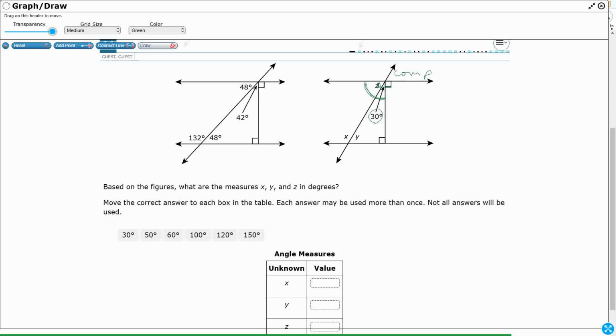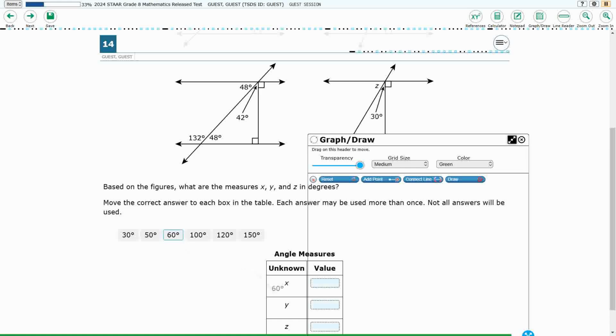Well, if that's already 30, then I could say z plus 30 equals 90. Subtract 30 from both sides. What do you get? z equals 60. All right, so I'm going to put a 60 right there in my z.